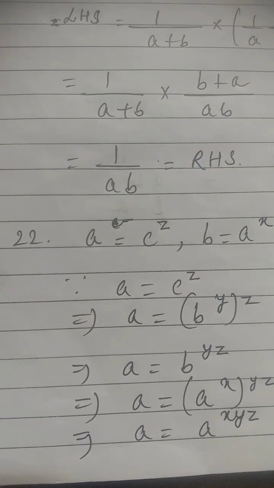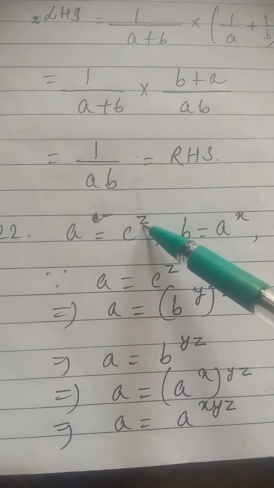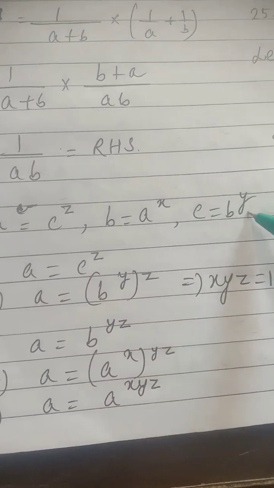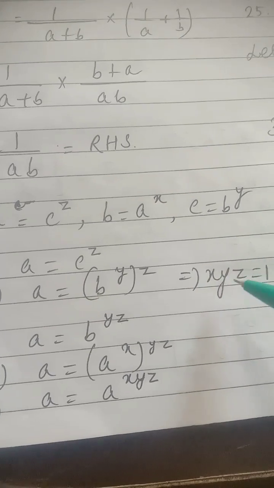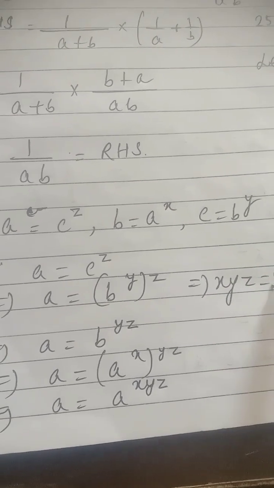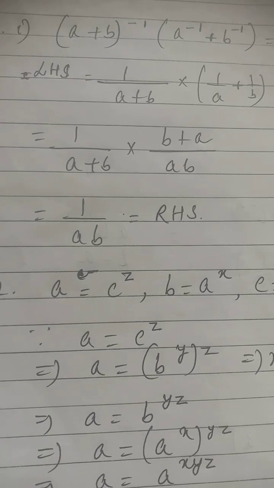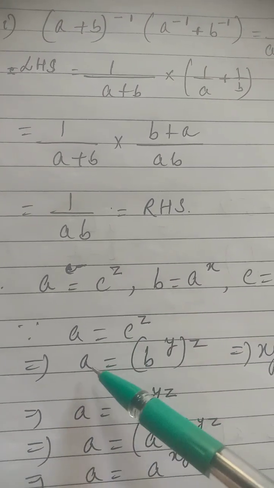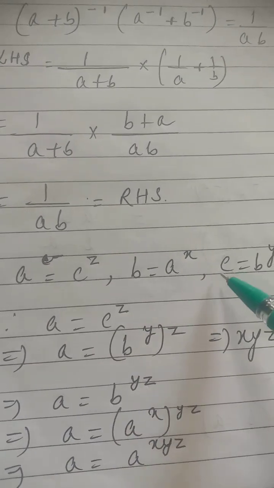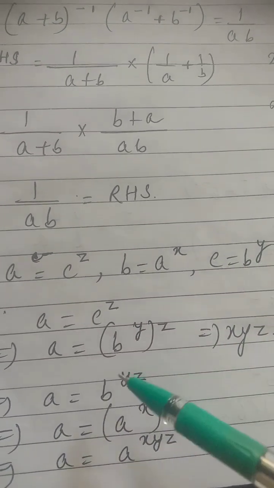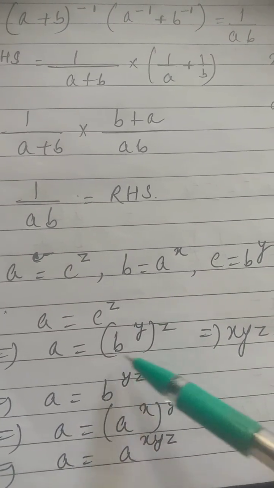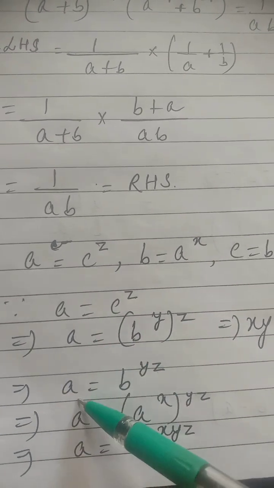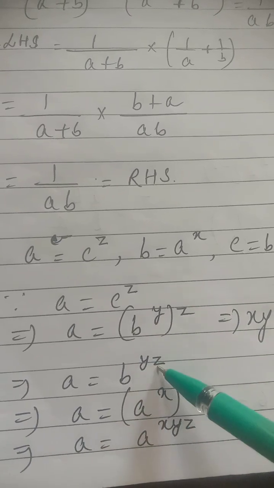Now question number 22: a = c^z, b = a^x, and c = b^y. This is given and you have to prove xyz = 1. Now a = c^z is given. This implies a = (b^y)^z, because c's value is also given as b^y. So we can write a = b^(yz).